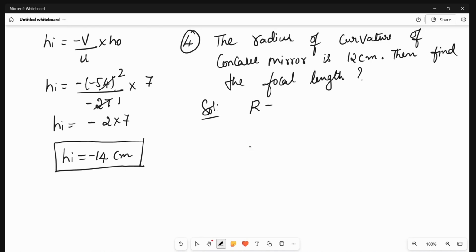So R is equal to 2 times F. So R is 12, that is equal to 2 times F. F is equal to 12 by 2. So F is equal to 6 centimeter. Since it's concave, it is negative.